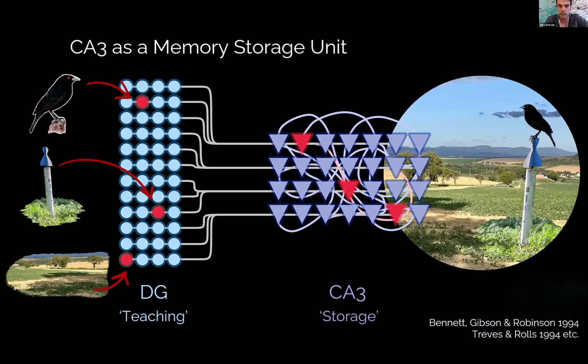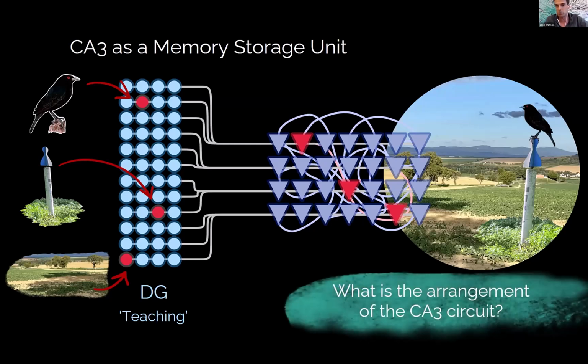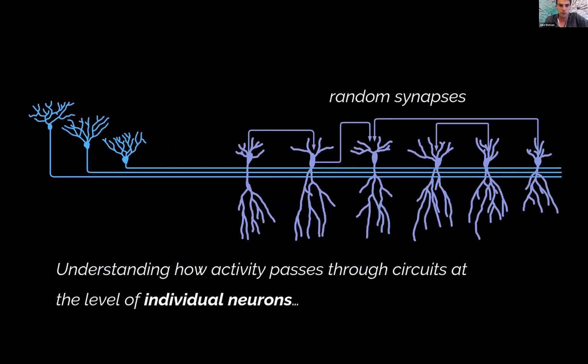And so for us, the question really is, what is the arrangement of this network? How does this recurrent network work, what are the properties of the synapses and of the cells, and how does this manage to do what it's doing? So that's where we begin. And as I've already alluded to, what I find really important is simply understanding how activity passes from individual neurons to individual other neurons. Hopefully in the next few slides, I can give you an idea of why that's really important.